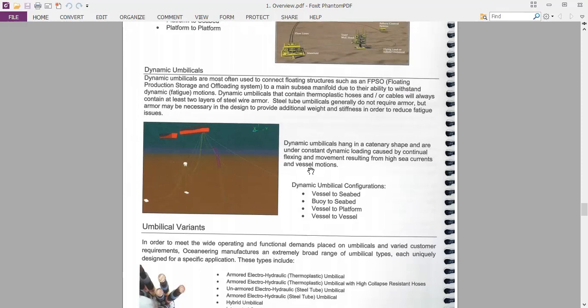And where we can have our dynamic umbilical is vessel to seabed. Do you agree to that? Vessel to seabed. Yes, yes, sir. How about buoy? Buoy to seabed. Yes. All right. Then how about vessel to platform?